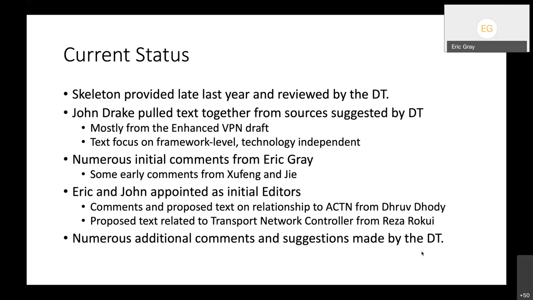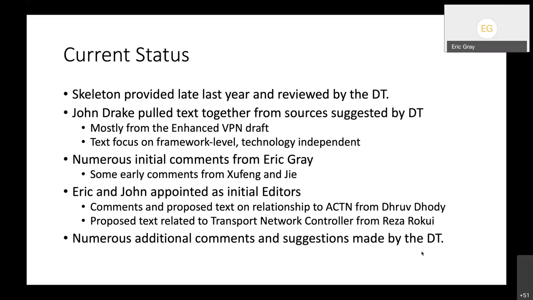So Yari provided us a skeleton late last year, and that was reviewed by the design team during at least one, probably two conference calls. One of the things that came out of that was John Drake had said that we could probably get a lot of this text from, for example, the enhanced VPN draft. So John volunteered to bring that text out and organize it into the outline. And so we did that. I loaded it down with a raft of comments and some of the things that were really not appropriate for this particular type of draft and so on.